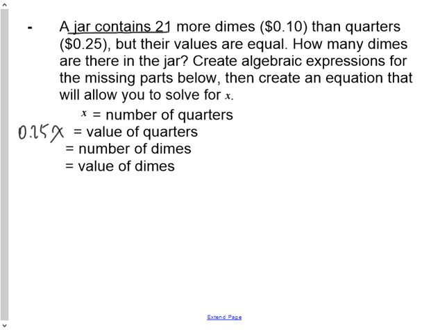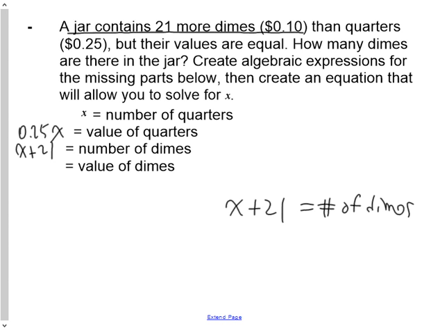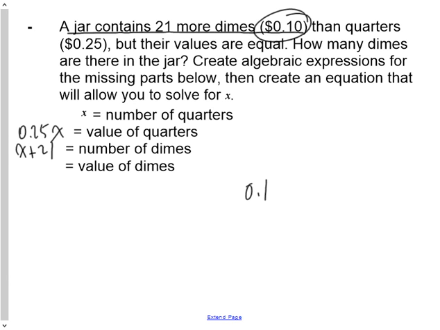Now, since it says the jar contains 21 more dimes than quarters, if there are x quarters, and there are 21 more dimes than quarters, then if I added 21, that would be the number of dimes. Right? So x plus 21. If x is the number of quarters and there's 21 more dimes, there's x plus 21 dimes in that jar. And if the value of a dime is 0.10, I'm going to take that number and multiply it by how many dimes I have, and that is going to be the value. Right? And that's how we start. We create all of these expressions that represent the value of dimes and value of quarters.